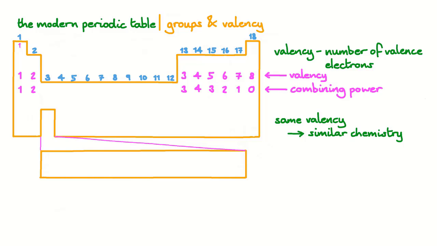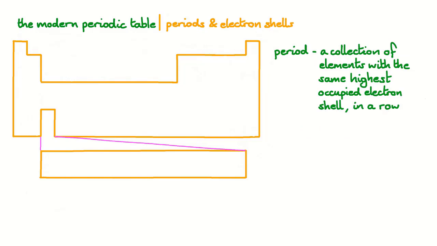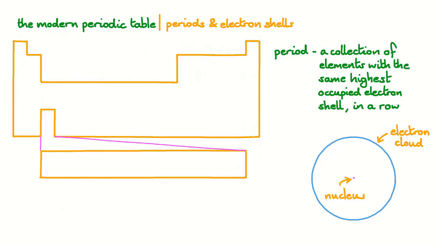Now that we've looked at vertical groups, let's have a look at horizontal rows. Rows on the periodic table are known as periods, which are collections of elements with the same highest occupied electron shell. That sounds more complicated than it is, so let me just explain. Every atom consists of a nucleus surrounded by a cloud of electrons. In a fairly simple model, we can describe electrons as occupying electron shells at various distances from the nucleus.